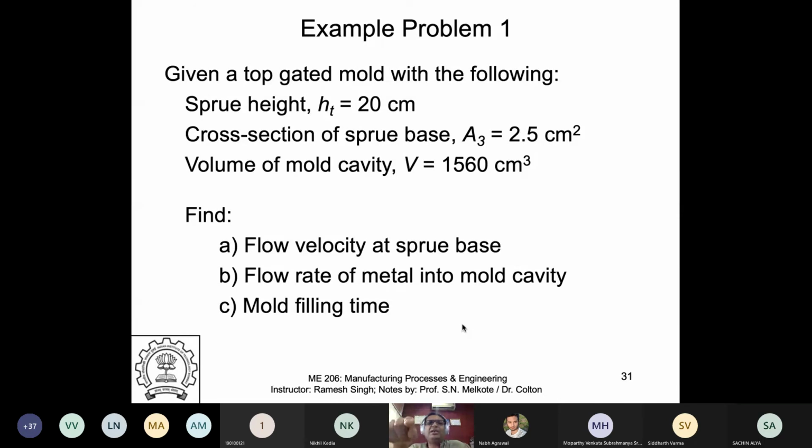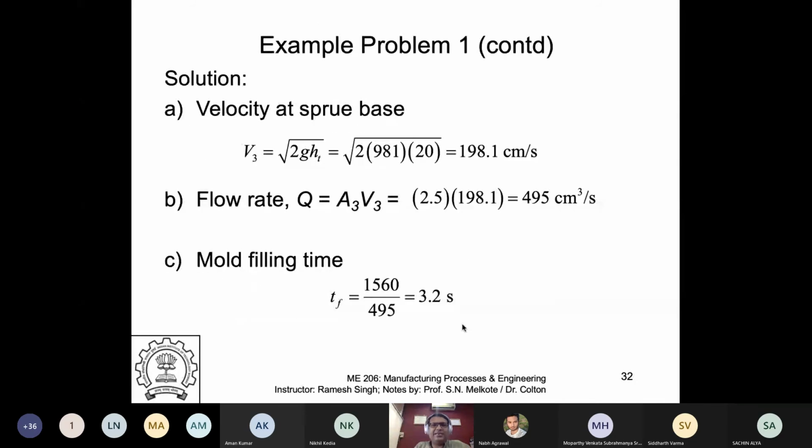So what will be the velocity? This is a top gated mold, right? So what will be the velocity in the top gated mold? Anybody? Root 2gh. Root 2gh, right? Yes, sir. You know the velocity. You know the cross section of the sprue base A3. So you know what is the volume being supplied, A times V, right? And you know the volume of the cavity. So you can find out what is the mold filling time, right? Yes, sir.